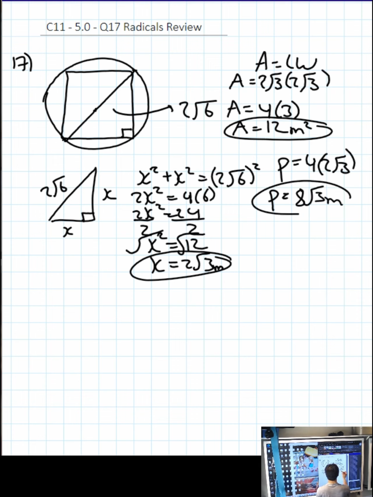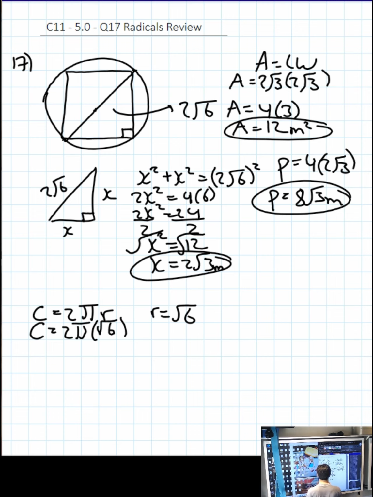Circle our answer. Okay, now for the circumference of the circle, or the perimeter of the circle, we can say C equals 2 pi r. Now, if the full diagonal of the square is 2 root 6, then half of that will just be root 6. So to the right, let's say r equals root 6. Simply taking the full diagonal and dividing it by 2. So C equals 2 times pi times root 6, which is simply just that. C equals 2 pi root 6.